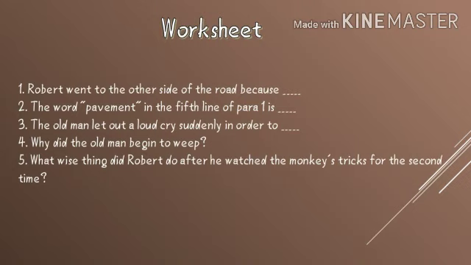Why did the old man cry? Then, why did the old man begin to weep? And what wise thing did Robert do after he watched the monkey's tricks for the second time? So you know towards the end what happens. So that has to be written as a worksheet. These questions will have to be answered and written in the worksheet.